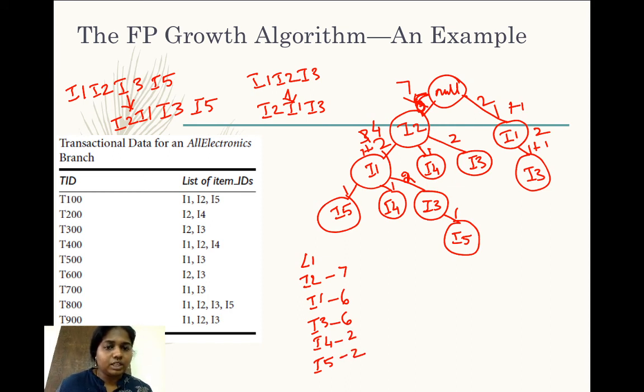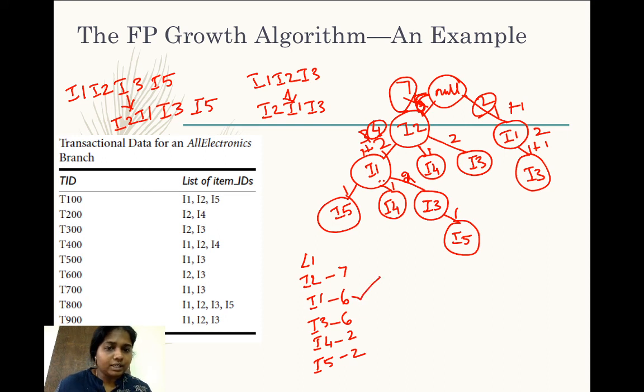Now look at the tree structure. Where is I2? I2's support in the tree is 7. That I can directly see from there. Now I1: I have one I1 here with the value 4, and I have another I1 here with the value 2. If I add these two numbers, I get the value of I1 as 6.